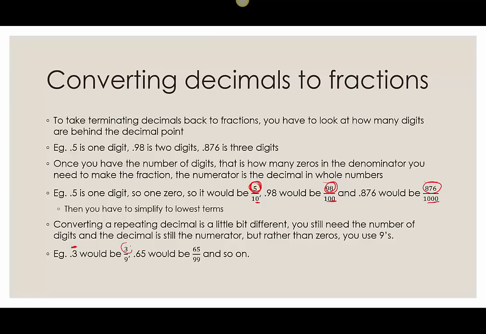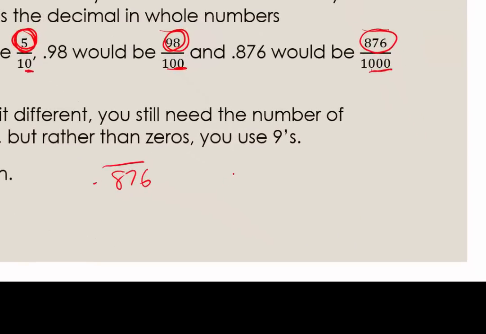And again, your decimal is still your numerator. 0.65, still your numerator on top, but 2 decimal places here, so 99. Okay, again, 0.876. If that was all repeating, then it would be 876 over 999. Okay, and then again, you simplify back down to its lowest terms.